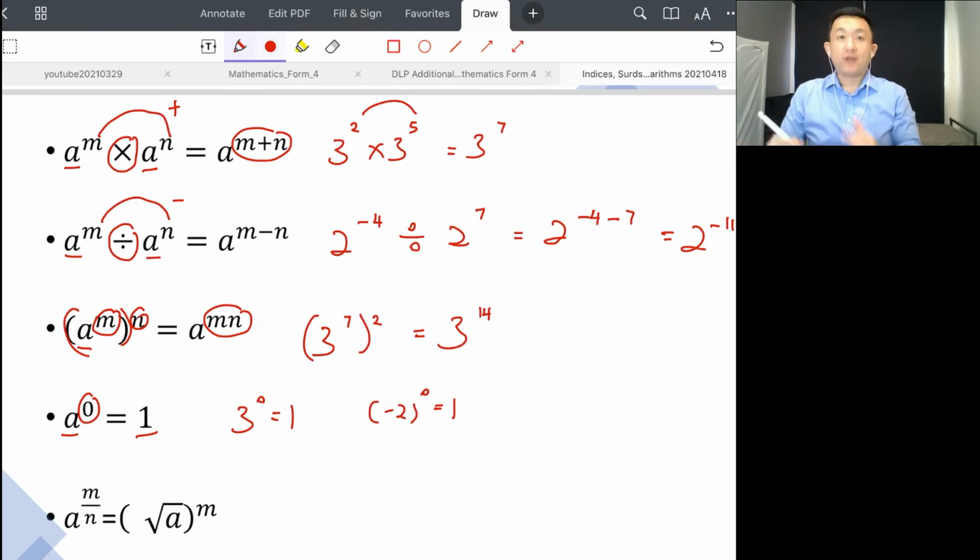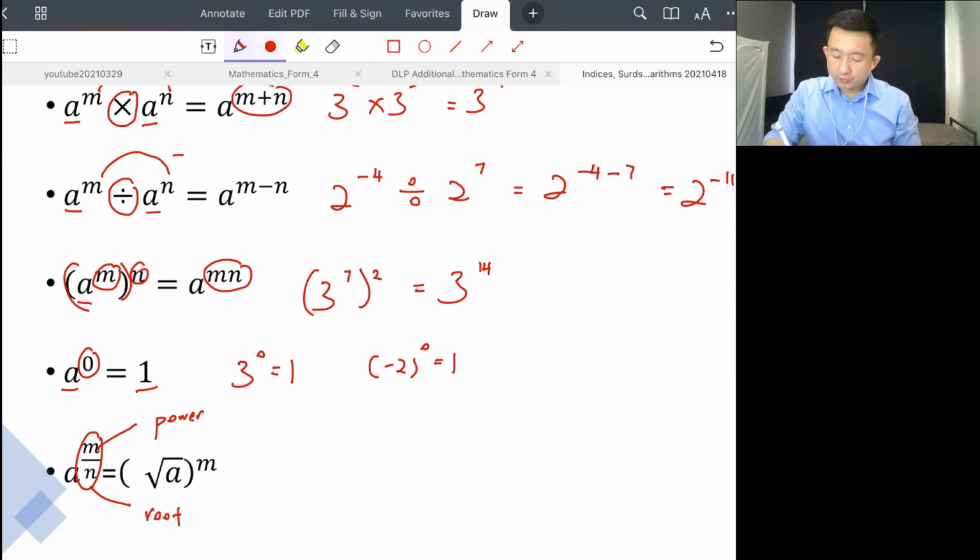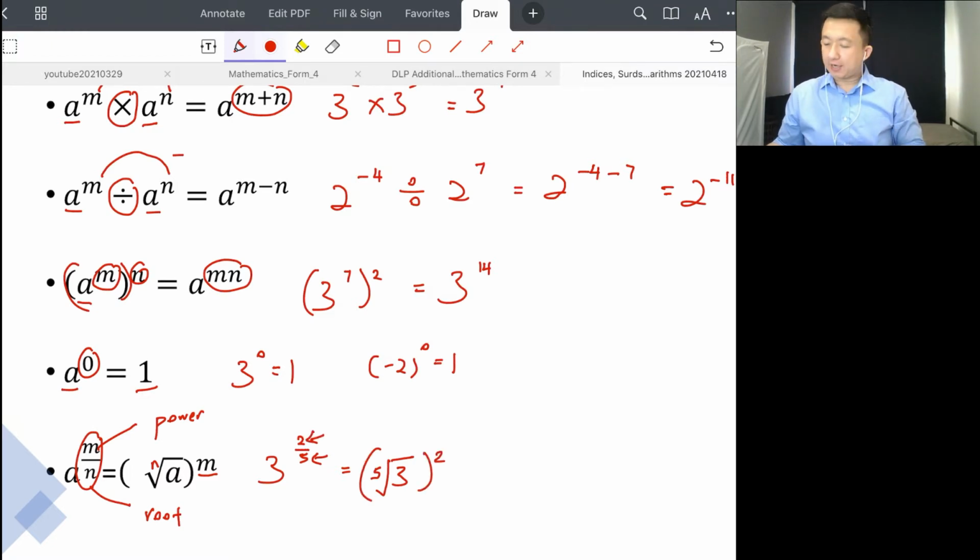And when you have the fractions as the power, remember the numerator will be labeled as power and the denominator will be labeled as the roots. The roots, remember? So the root n goes here, m goes here. Maybe different number. So you have 3 as the base. Remember, this is your roots. So you put the root of 5 to the power of 2. Okay, this is how you change it.